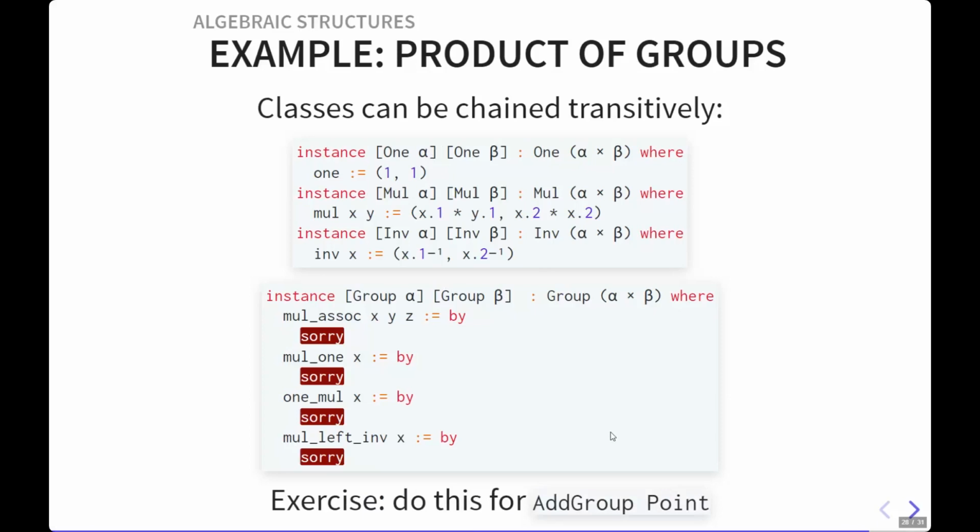The exercises have you do this for points. So for a general point over an arbitrary additive group, if you have a point over an additive group, then the points themselves are an additive group. Or more realistically, if you have a point over a ring, then the points themselves are an additive group. Okay.